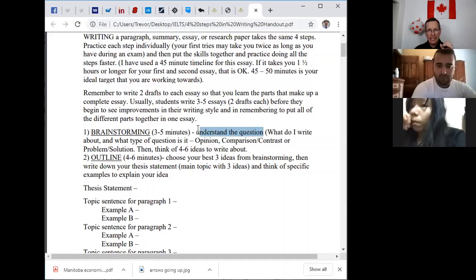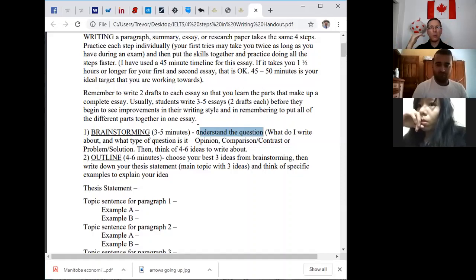So what are the key words? What are they supposed to write about? Are they answering about problems with water pollution? Are they answering about solutions? Is it asking your opinion? What are the specific points that you're supposed to know for the question?